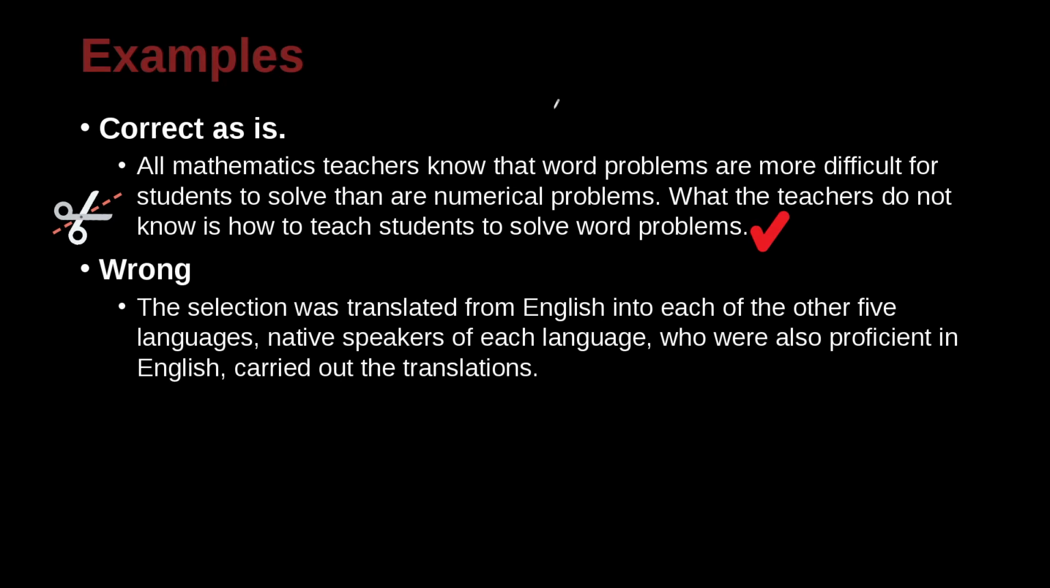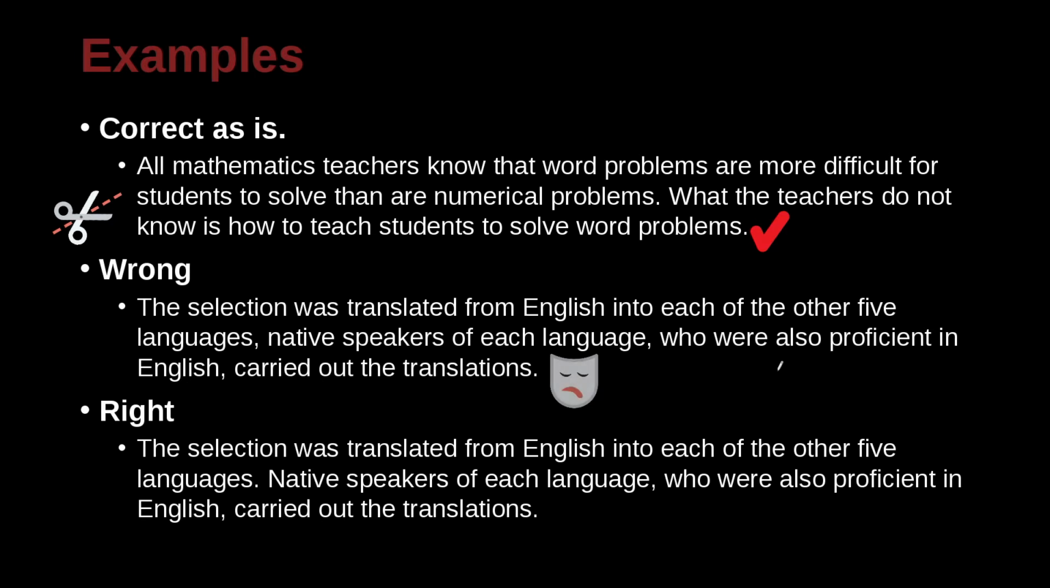Let's look at some example where we can clearly see what's wrong. The selection was translated from English into each of the other 5 languages. Native speakers of each language who were also proficient in English carried out the translations. Now here we see a number of commas jammed in here, which actually make the reading and understanding a little bit difficult.